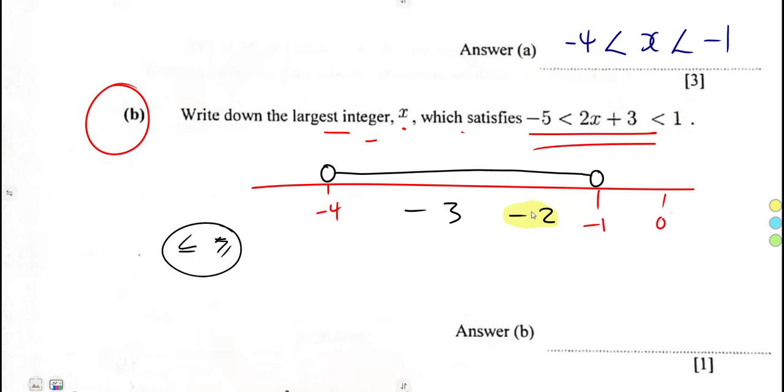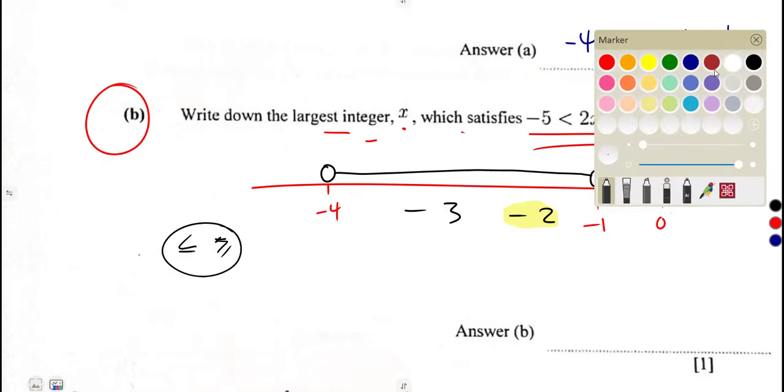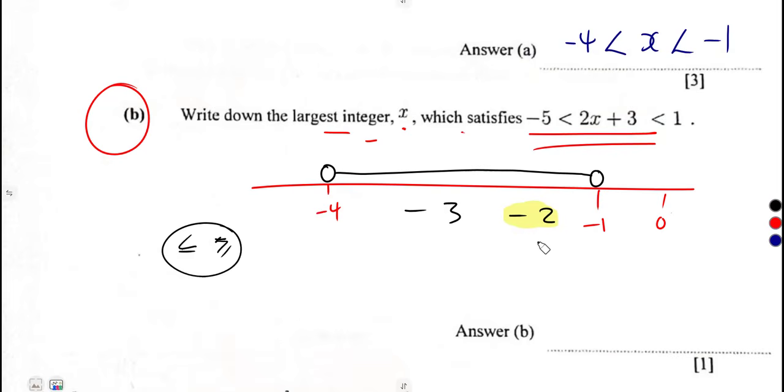Considering negative numbers, the larger value is the one closer to 0. That is the concept. So the integer closer to 0 is negative 2 from our solution. That was the largest integer that satisfies the given solution.